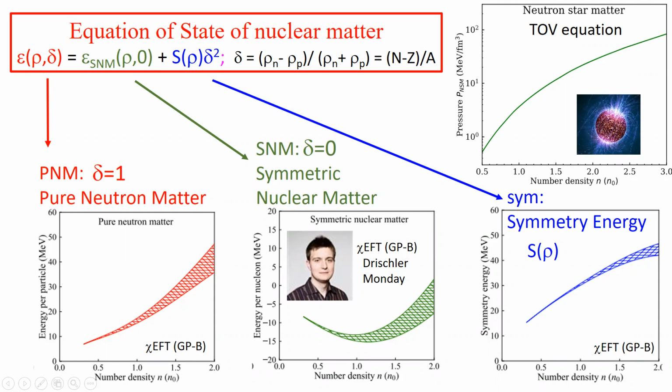We call it symmetry energy, even though it's actually associated with the asymmetry of the system. Okay, so then you can see in here that I use the chiral effective field theory that Christian described yesterday, and then I separate it into the same thing. This is the pure neutron matter as a function of density, and here's the symmetric nuclear matter and symmetry energy. Okay, so this is an initial calculation.